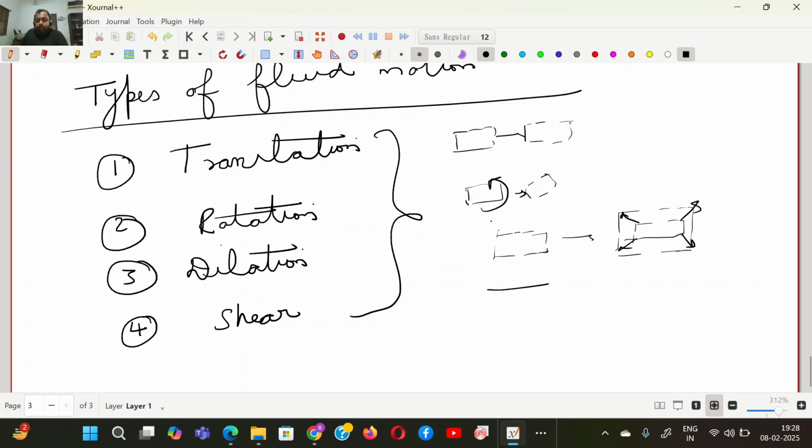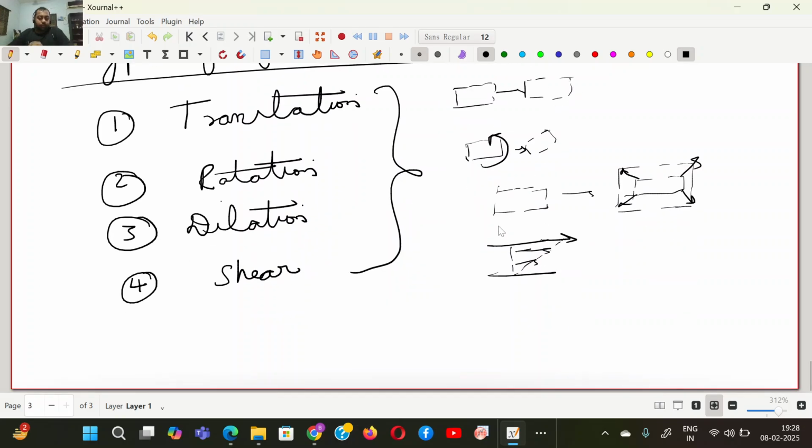And shear is basically this. Say there is deformation in the fluid. The case of the two plates: the top plate is moving with some velocity and the bottom plate is fixed. So there is some shear associated with it. So only these four types of primary fluid motions, when you combine them in various ratios, you can practically define any fluid.